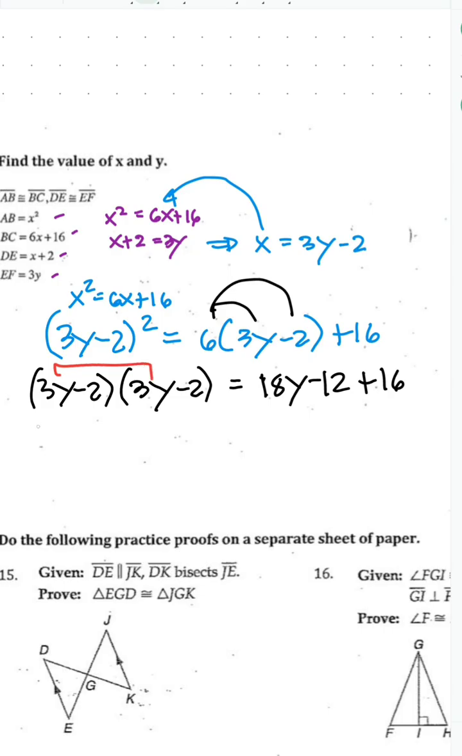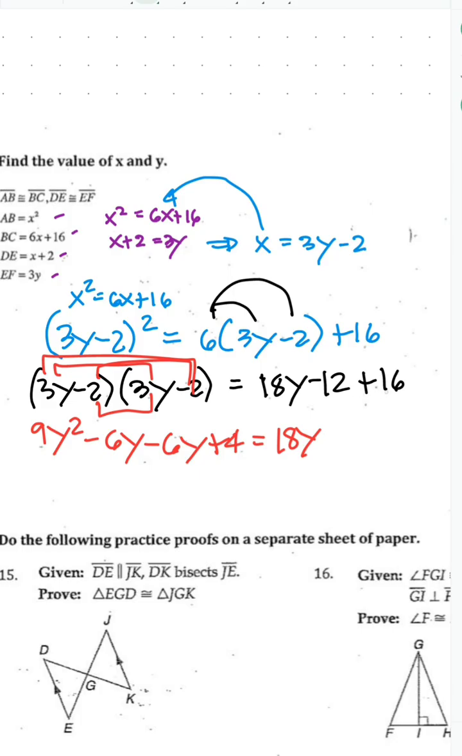Let's FOIL this. 9y squared, this one minus 6y, and this one minus 6y, then plus 4. 18y, and negative 12 plus 16 is 4. Then we group. Okay, 9y squared minus 12y plus 4 equals 18y plus 4.